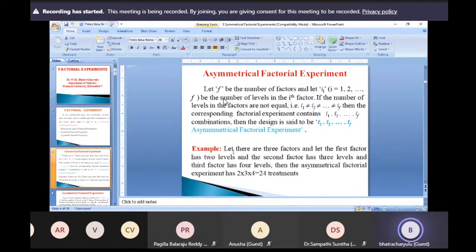For example, let there be three factors. Let the first factor have two levels, the second factor three levels, and the third factor four levels. Then the asymmetrical factorial experiment will contain a total of 2 into 3 into 4, that is 24 treatments.